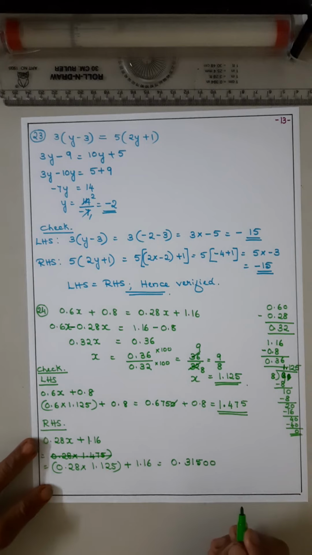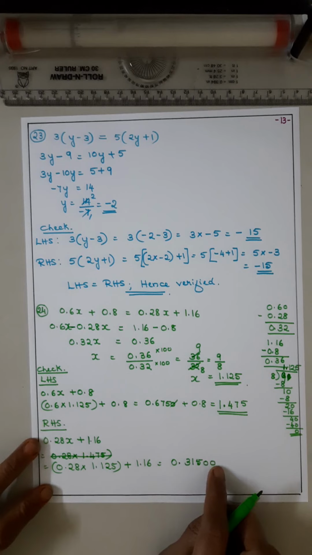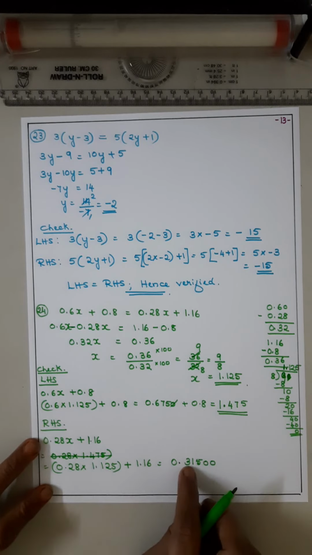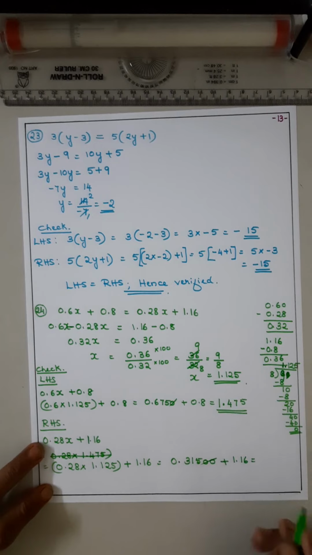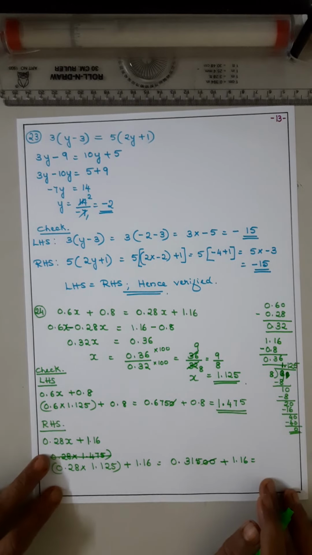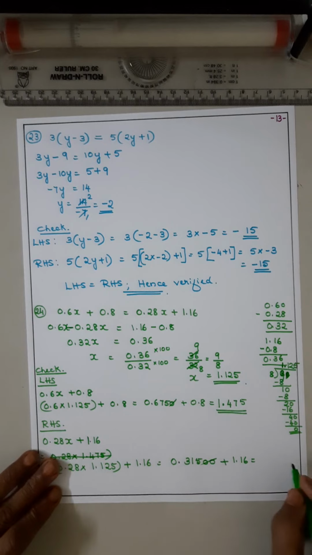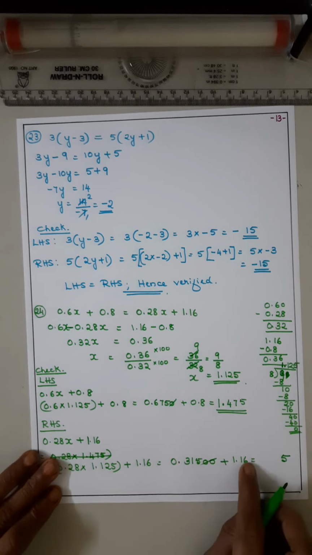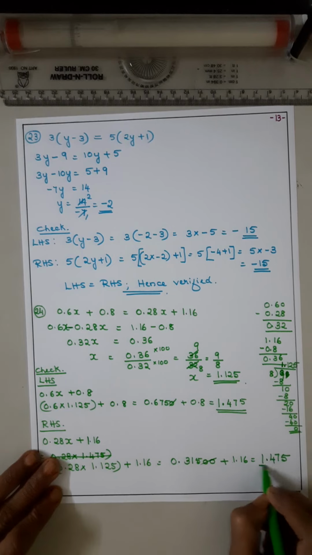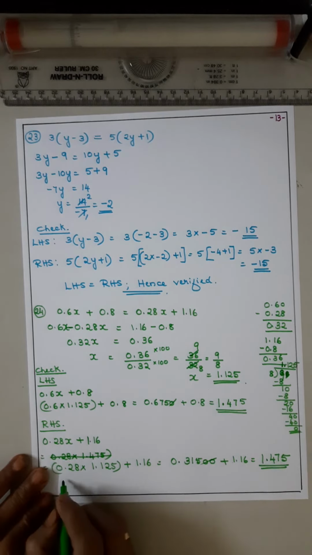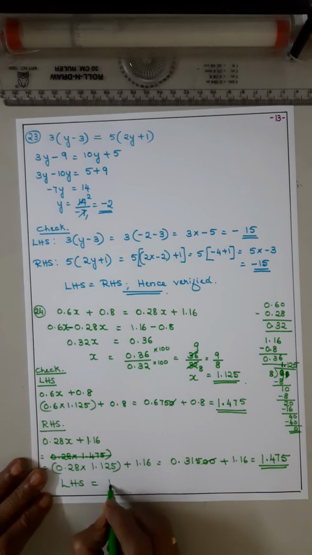31500. Okay, when you multiply, you will get 31500. Then 5 decimals. So 5 places, leave 5 places and put the decimal point. This gets cancelled. Now 1.16. Now you add, it will be in the thousands place 5. Then 6 plus 1 is 7. 3 plus 1 is 4 and 1. So you got LHS is equal to RHS.